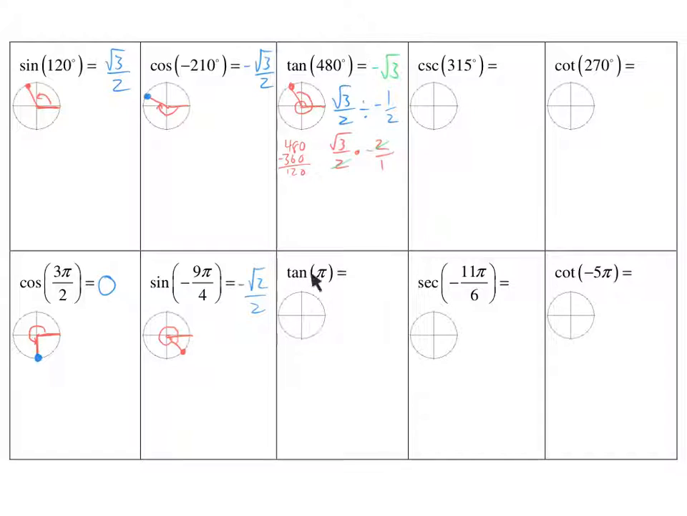This one, tangent of pi. Well, let's first draw pi. Okay, there is that. Pi is right to here. So I want that dot. That dot is, isn't that negative 1, 0? It's negative 1, 0. Okay, don't I want to do y over x? So y is 0 over x. What's 0 divided by negative 1? Isn't that 0?